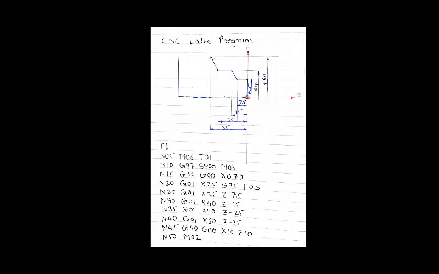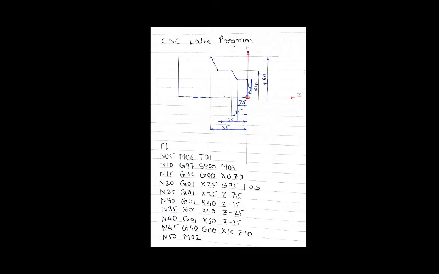Here you can also do one thing: before M02 you can add M05, for spindle stop. Okay, and then you can write M02 also. So it completely depends on you how to write.